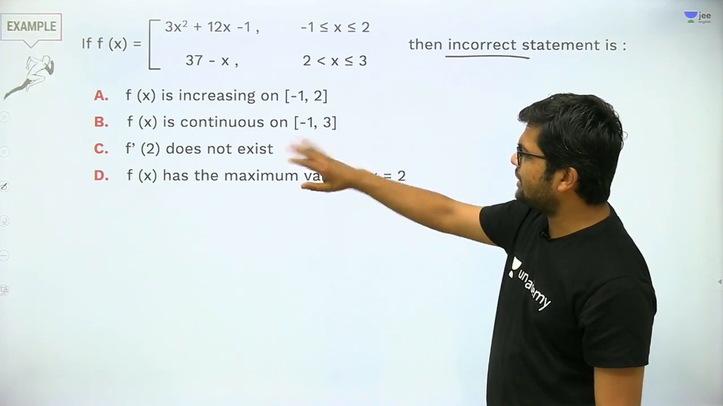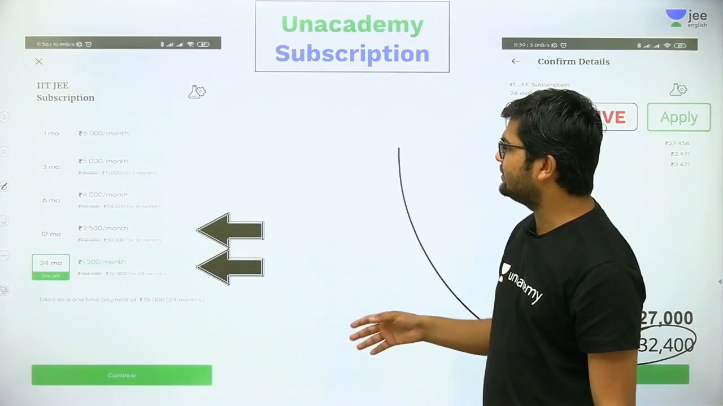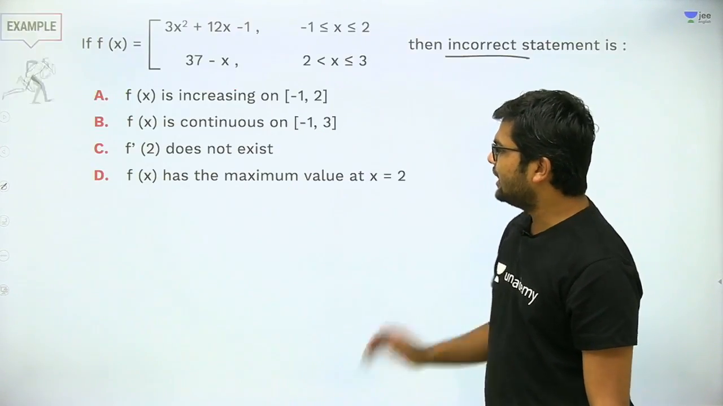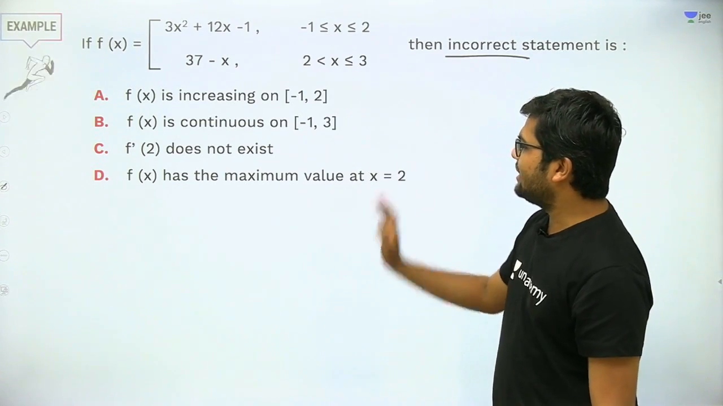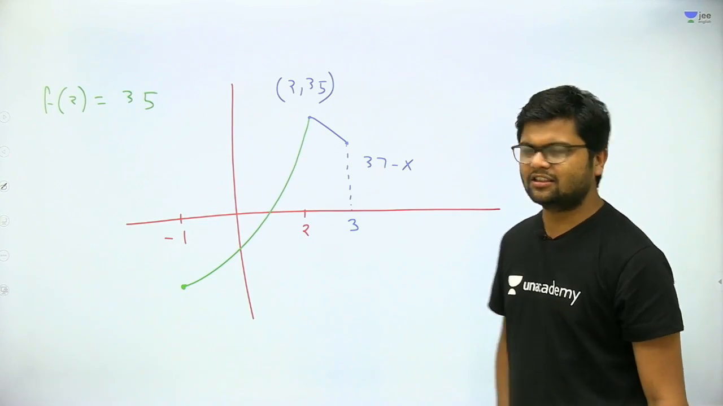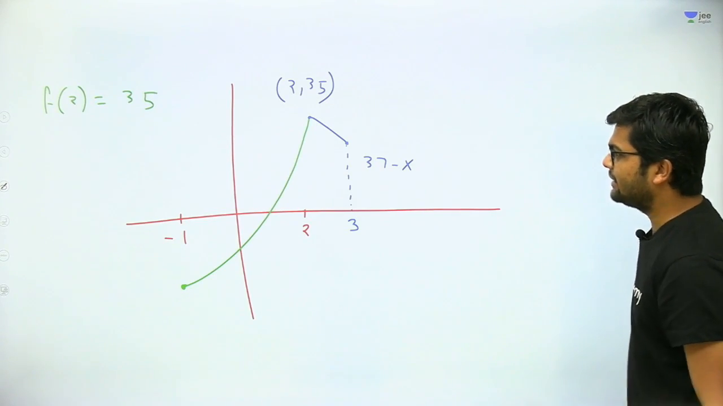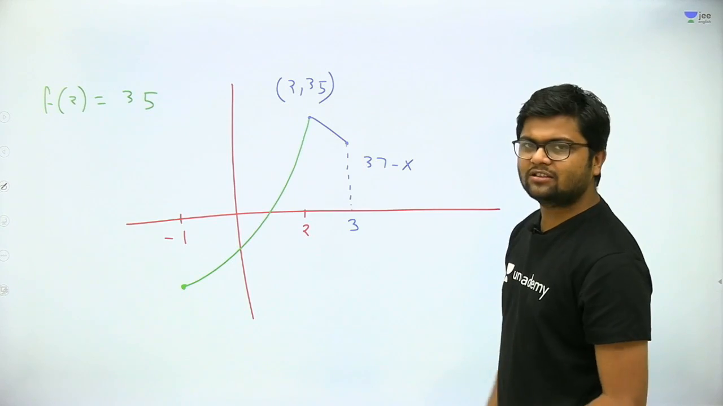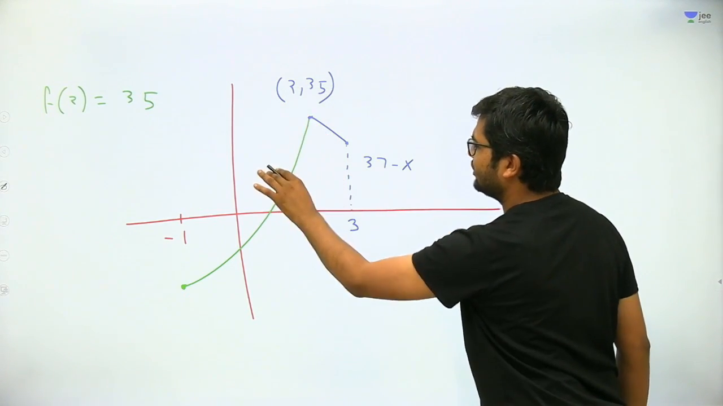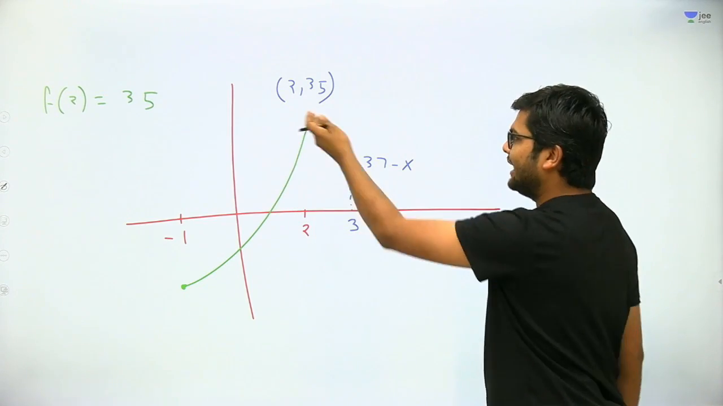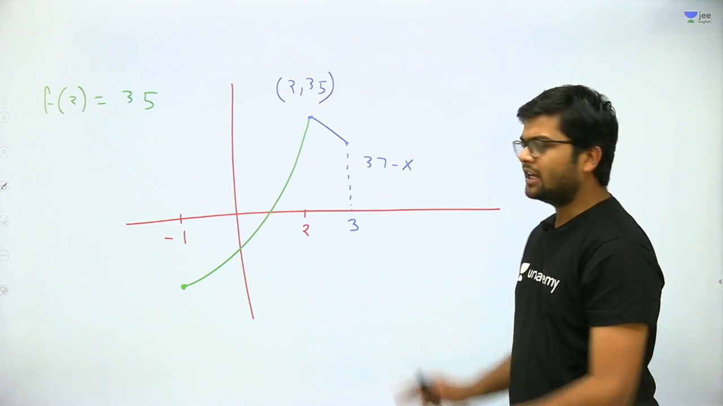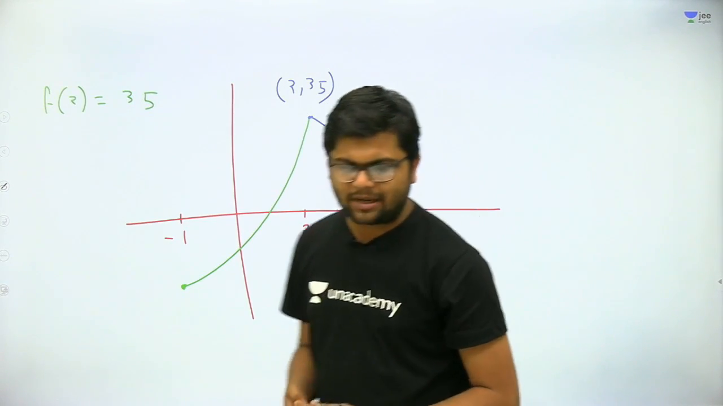F dash of 2 does not exist because I can easily say that this is a sharp point, or you can find out by differentiation. And f(x) has maximum value at x is equal to 2. Yes, so this is the right statement, because f(x) at x is equal to 2, this value is 35, and on the left hand side of 2 it is less than 35, and on the right side of 2 it is also less than 35. Therefore f of 2 becomes maxima.